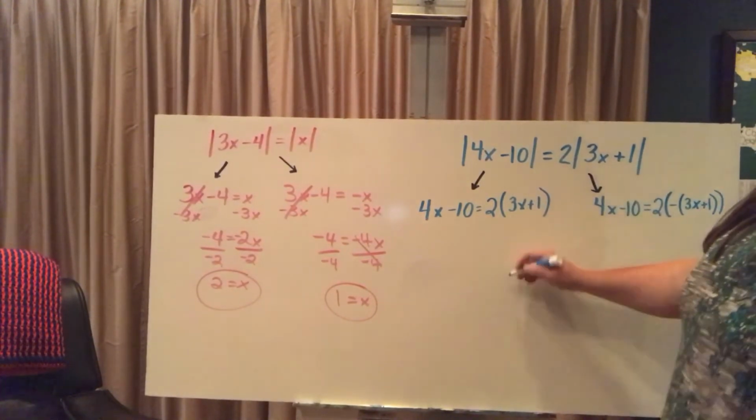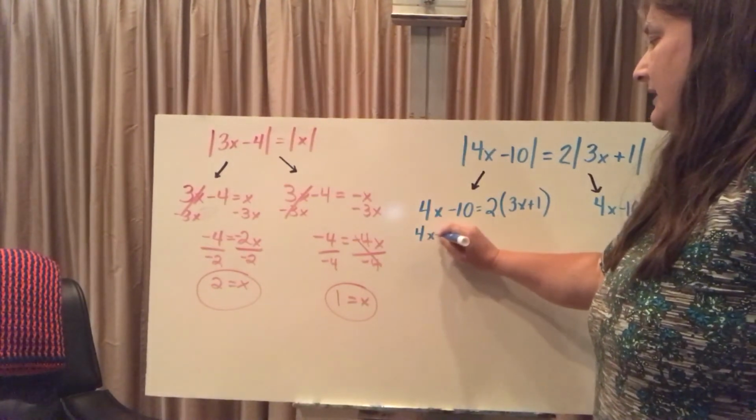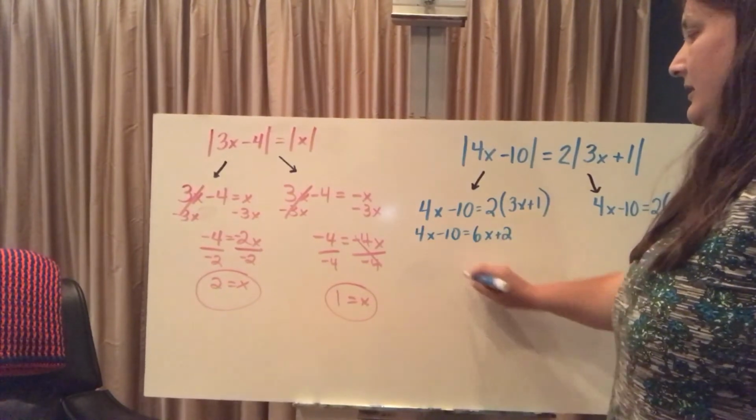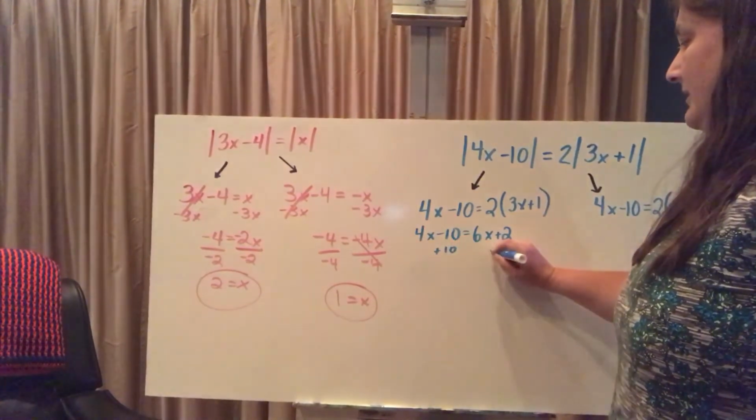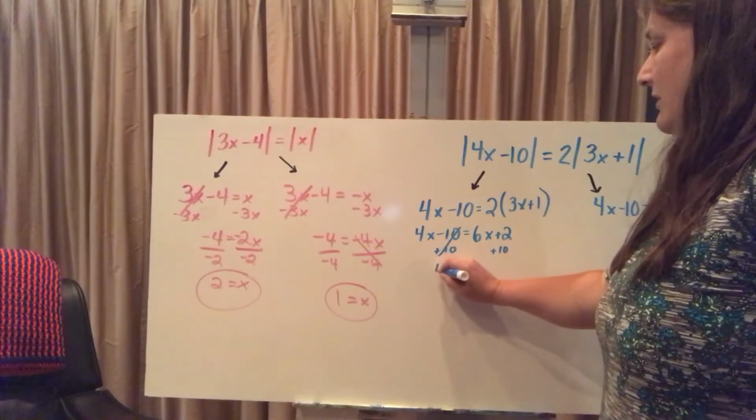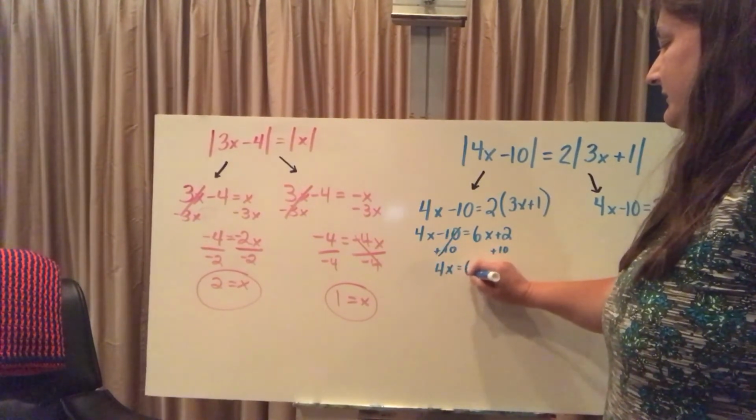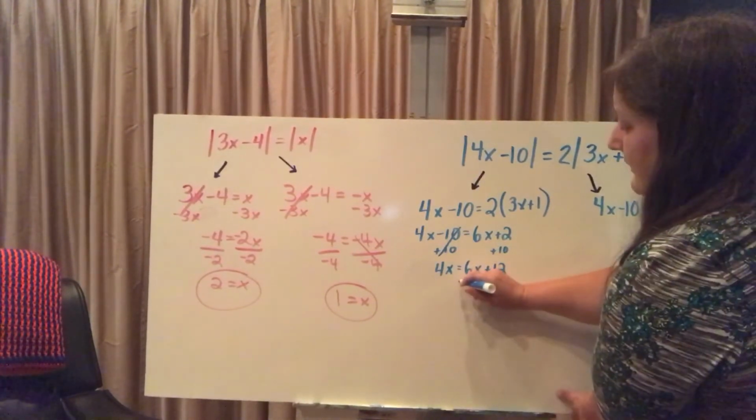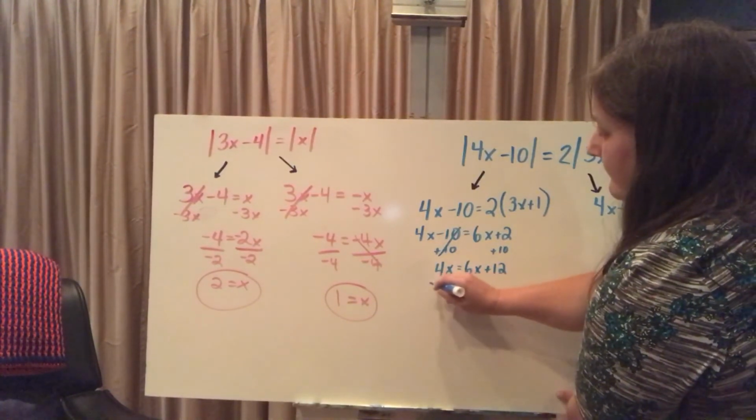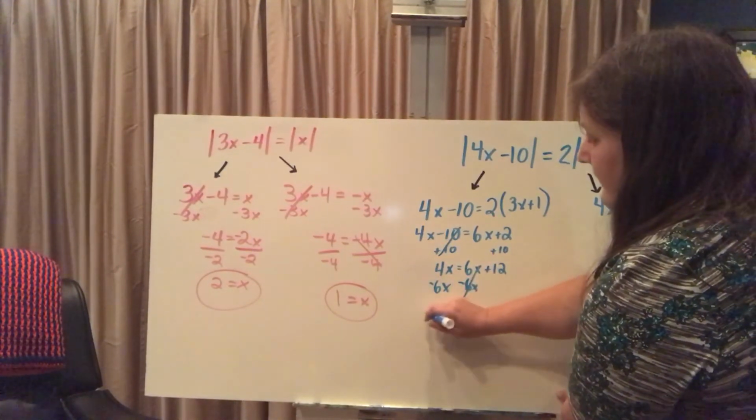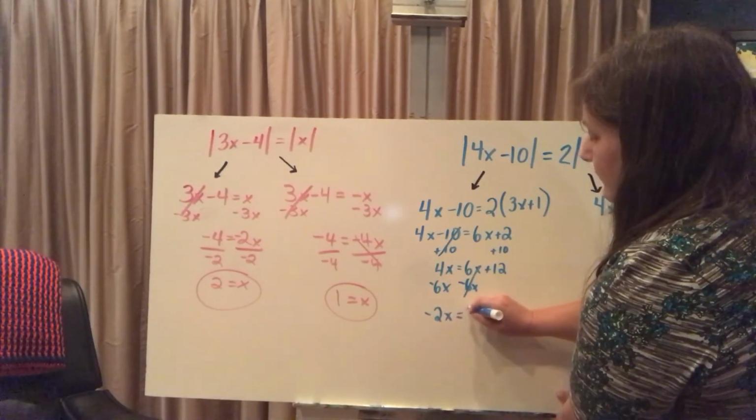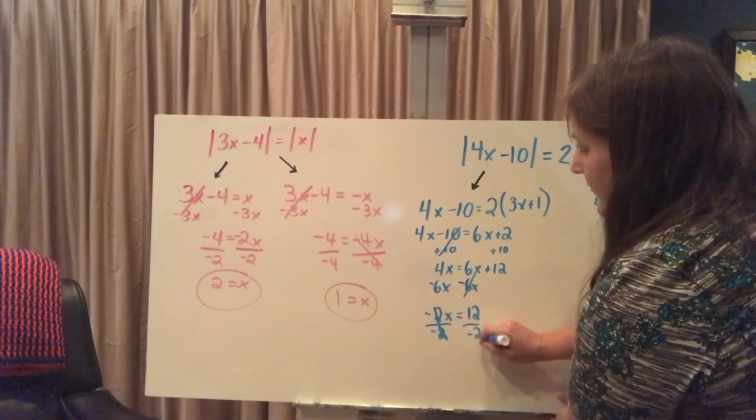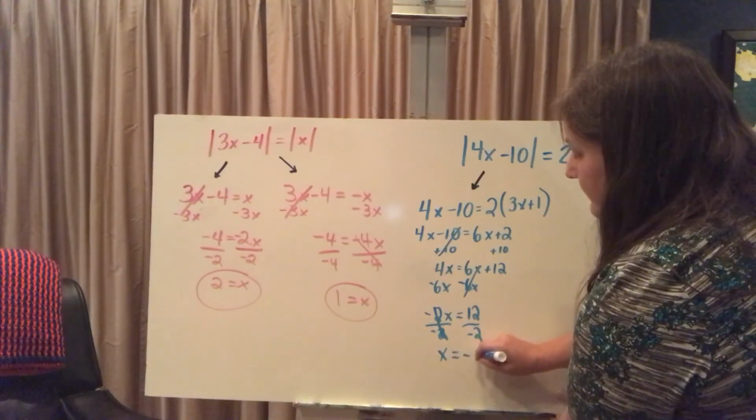So let's solve this guy first. I've got 4x minus 10, and if I distribute here, I've got 6x plus 2. So I'm going to add 10 to each side, and now I've got 4x equals 6x plus 12. I'll now subtract 6x from each side, and I've got negative 2x equals 12. Divide by negative 2, and I get x equals negative 6.